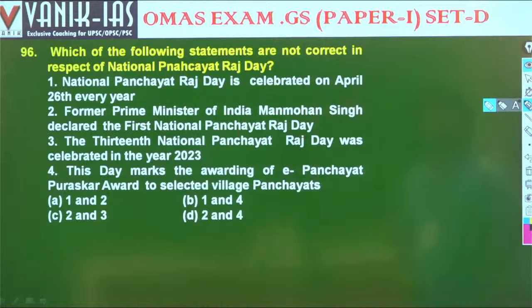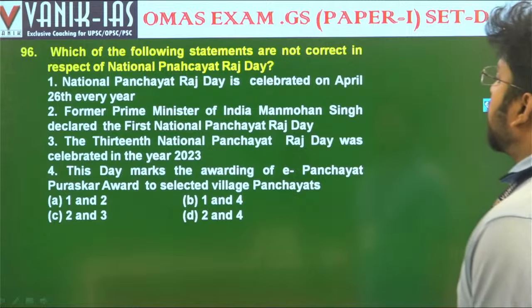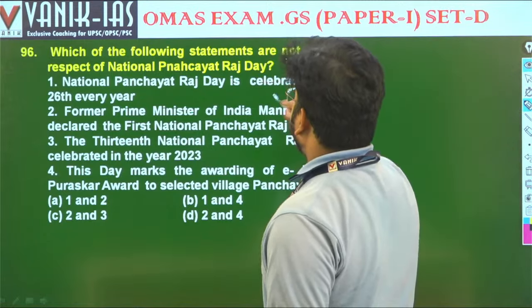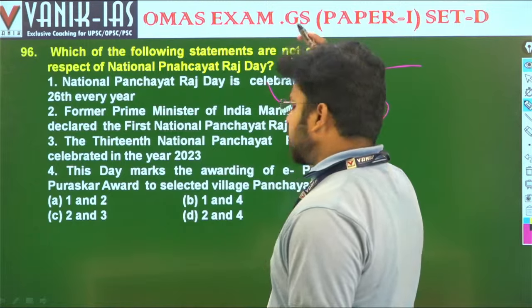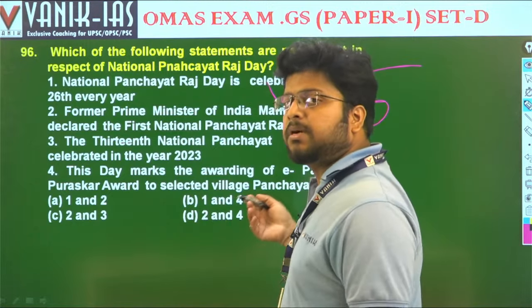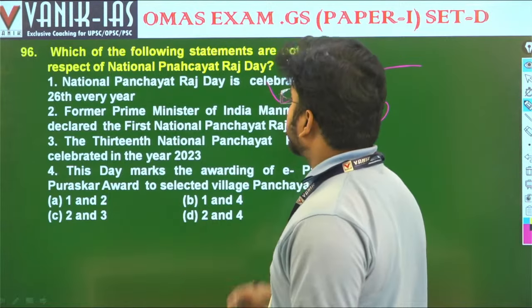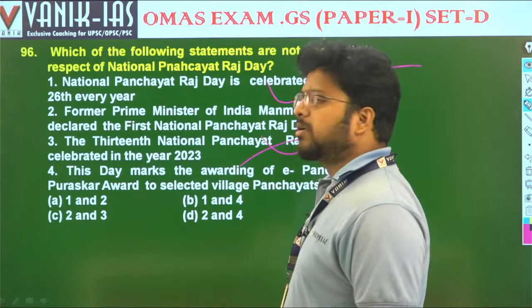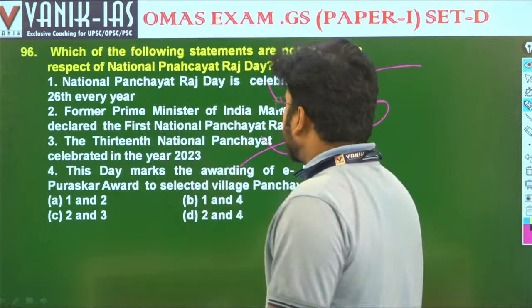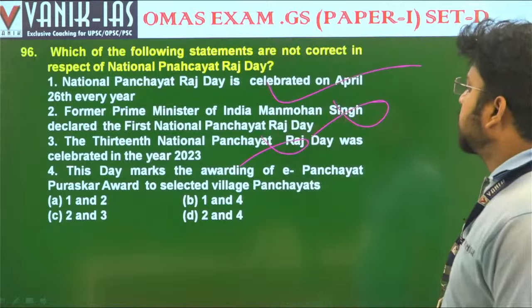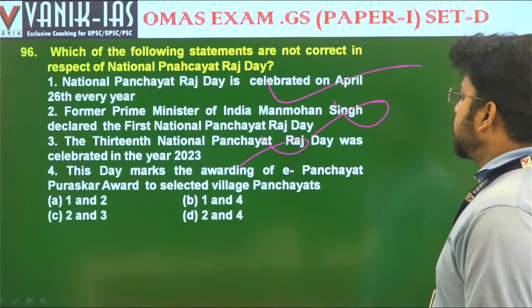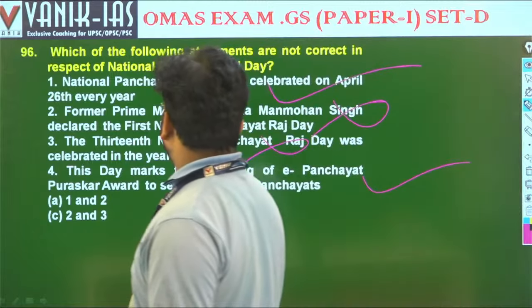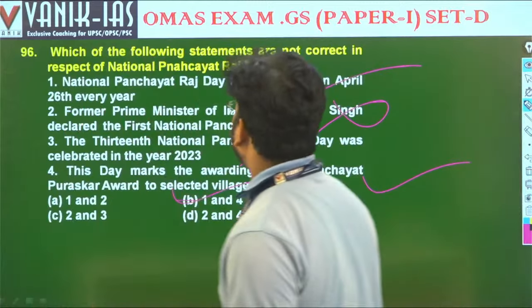Which of the following statements are not correct in respect of National Panchayat Raj Day? National Panchayat Raj Day is celebrated on April 24th every year. Yes, this is right. Former Prime Minister Manmohan Singh, no, since when the Panchayat Raj was passed, the 73rd and 74th amendment. It is not started by Panchayat Raj Day. 13th National Panchayat Raj, no, this is not right, because since 1992, and this is 2023, that is over 30 years. But this day marks awarding the E-Panchayat award, which is given to village Panchayats. So options 1 and 4 are correct. Okay.